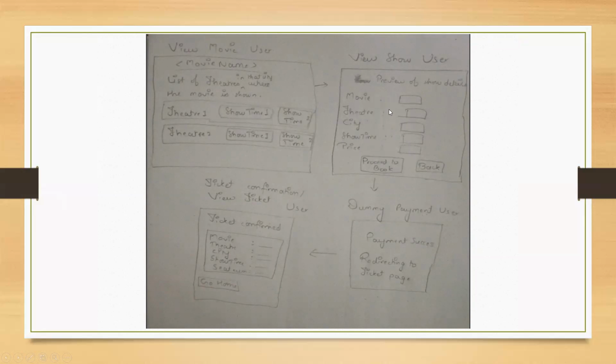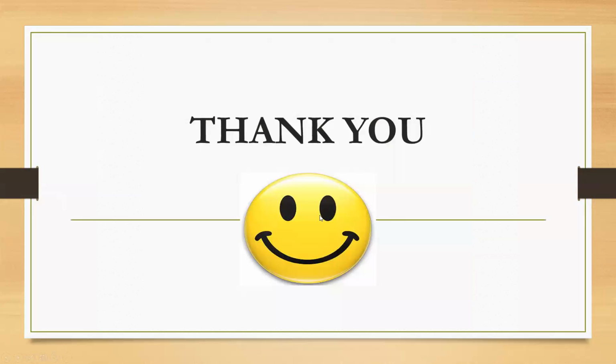And after confirmation, the user can click proceed to book. If he clicks proceed to book, then it will be redirected to the payment gateway. He can give card details, OTP, and everything. After clicking submit, the ticket will be confirmed. The ticket will display the movie name, theater name, city, show time, like that. And at last, there will be a button, go home. Thank you.